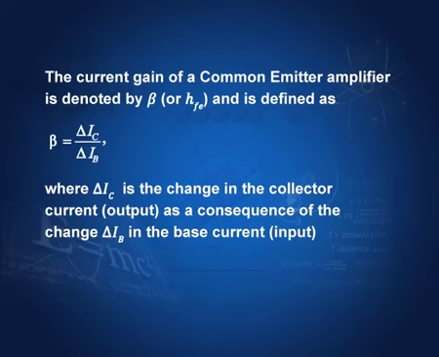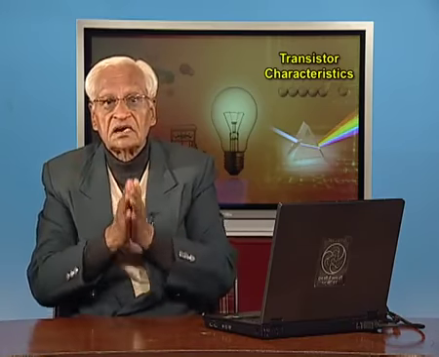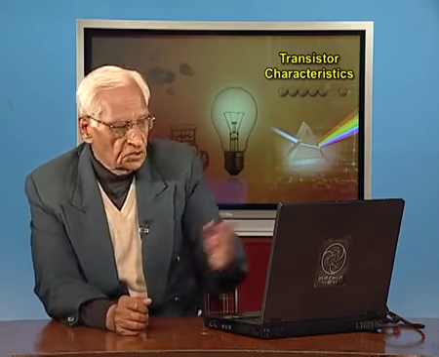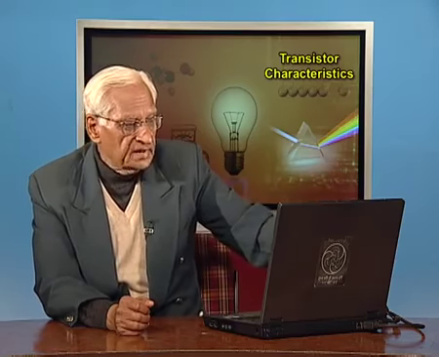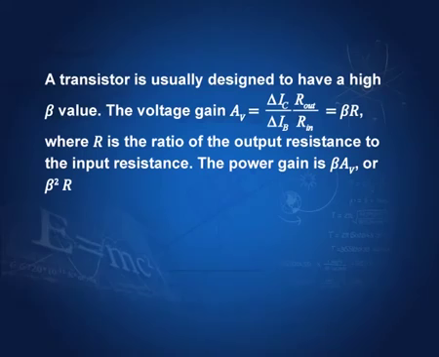The current gain is defined as delta IC by delta IB, the change in the output current to the change in the input current. A transistor is usually designed to have a high beta value. Beta is delta IC by delta IB, and as I have said several times, all these transistors are designed for a certain function, for a certain purpose. So, the transistors are designed so that they have a high beta value, that is, the current gain is very high.